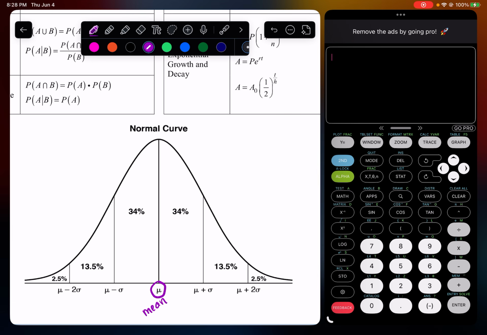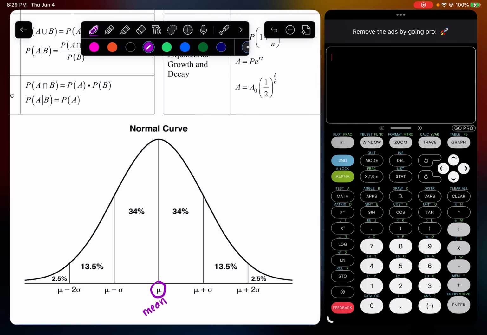Things like height or speed, or a lot of data in the real world, is what we call normally distributed. And normally distributed means that it follows this pattern. Most of the responses are towards the center around the mean. And as you get farther away, it becomes less and less common to have that response.